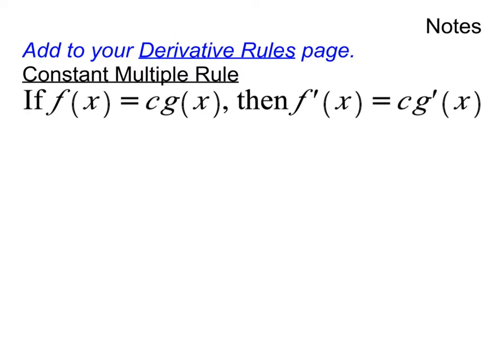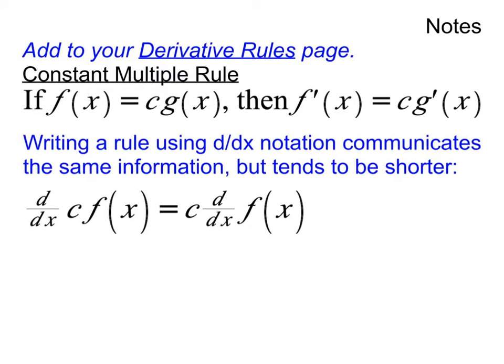Now, the thing about this rule, though, is that it looks kind of clunky. And, of course, mathematicians are famously lazy, and so we always like shorter ways to write things. Now, you don't need to write it this way, because you already wrote that rule down. But we could have written the same thing down using the d over dx notation. If we had done that, the exact same rule would have been written this way.